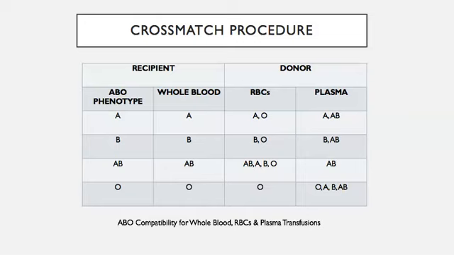Okay, and here's a chart that shows what units would be compatible based on the patient's blood type. So if the patient is a type O, they can receive type O whole blood. They can receive A or O red cells. They can receive A or AB plasma, and so on and so forth.